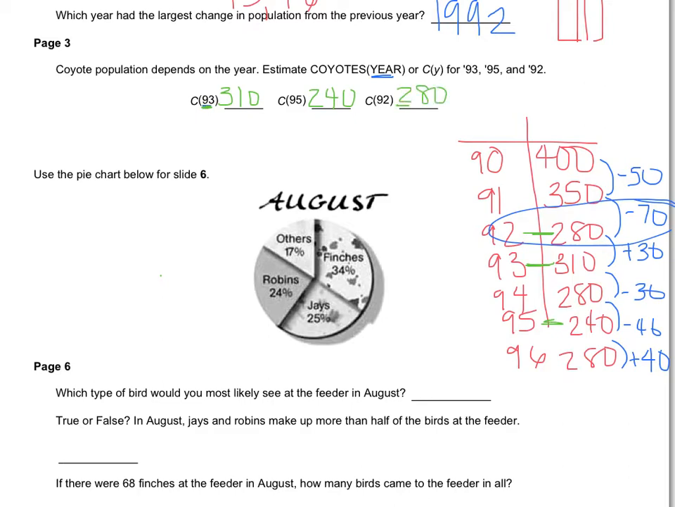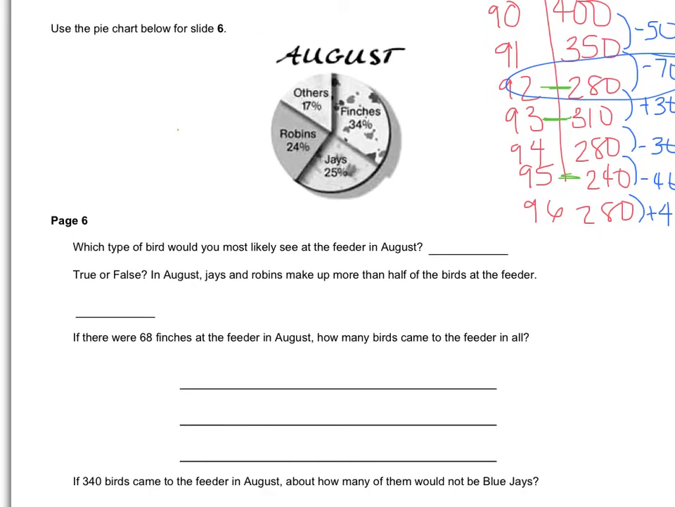So we're supposed to use this pie chart here to represent the next few questions. So this pie chart represents how many birds that we're seeing. So it said 17% of the birds were others, 34% were finches, 24% were robins, and 25% were jays. So the question says, which type of bird would you most likely see at the feeder in August? Well, we're going to most likely see finches because that's the one with the biggest percentage.